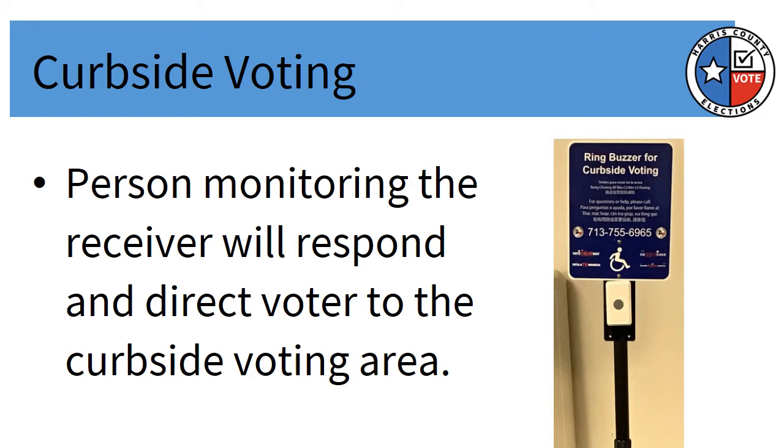A curbside voter will alert election workers to their presence by using the buzzer notification system. An election worker will respond immediately and direct them to the curbside voting area if it's not in the same place as the buzzer.